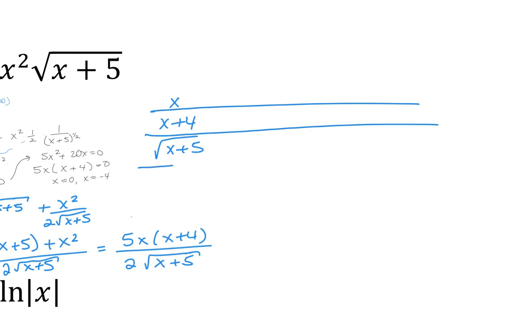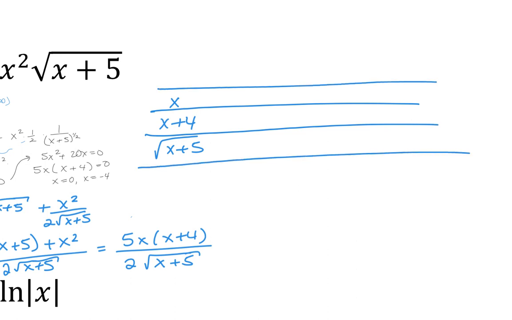Now the intervals in which I have to break this apart: the first interval is between -5 and -4 because I have x equal to -4 as a critical point. The next interval is between -4 and 0, and that's because I have a critical point at x equal to 0. And then the other interval I have is from 0 to infinity.